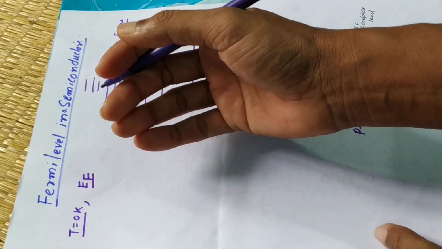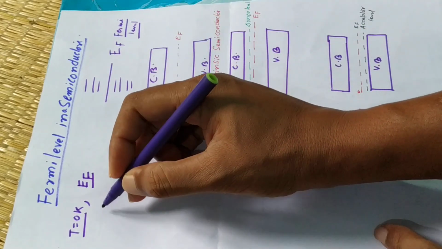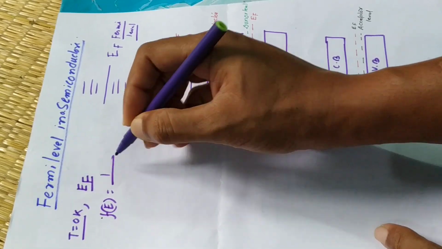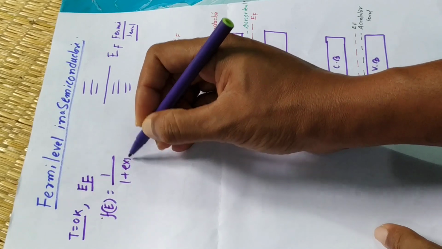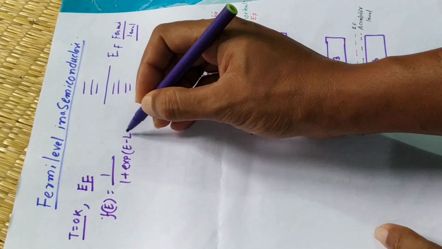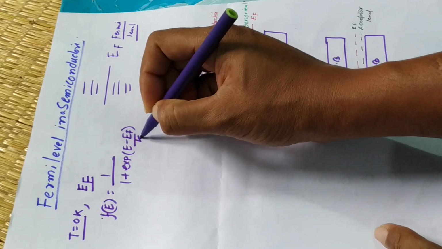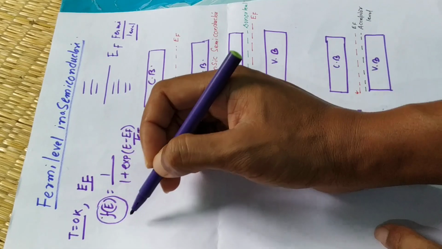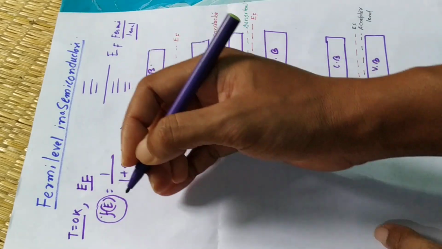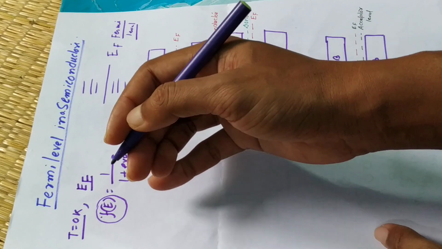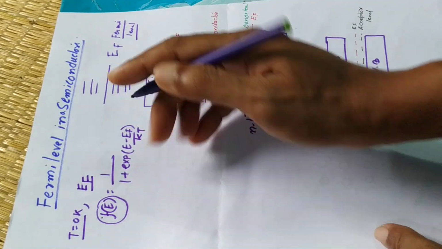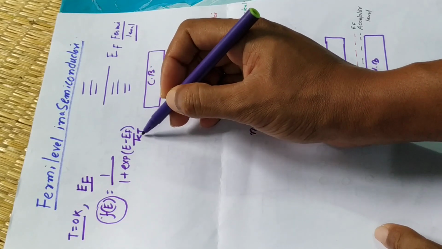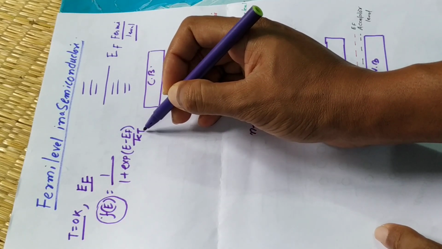We are all familiar with the Fermi-Dirac distribution function. F(E) equals 1 by 1 plus exponential of (E minus EF) by kT, where the distribution function F(E) is defined as the probability that a quantum state with energy E is occupied. And here EF is the Fermi energy, k is the Boltzmann constant, and T is the absolute temperature.